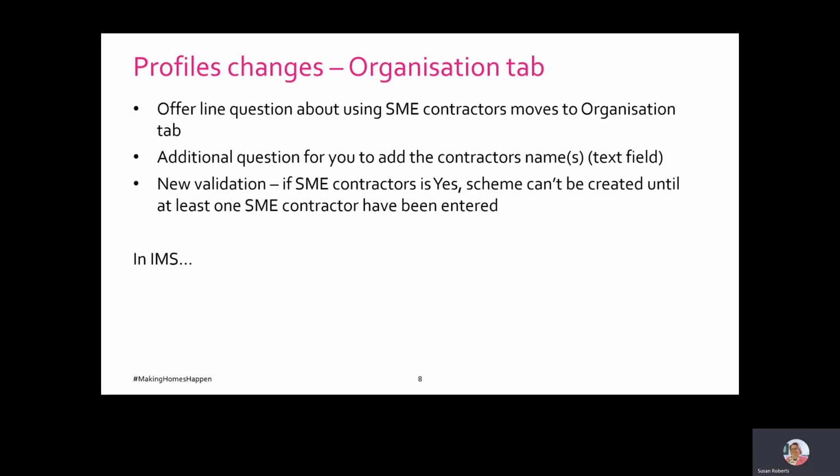So next, some changes on the organisation tab. On your offer line, you were asked about whether you were going to be using SME contractors. That was on the organisation tab. And now there are some additional questions in relation to that that have appeared on the organisation tab, and there's a new validation in there. So let me take you to the tab and explain about that new validation.